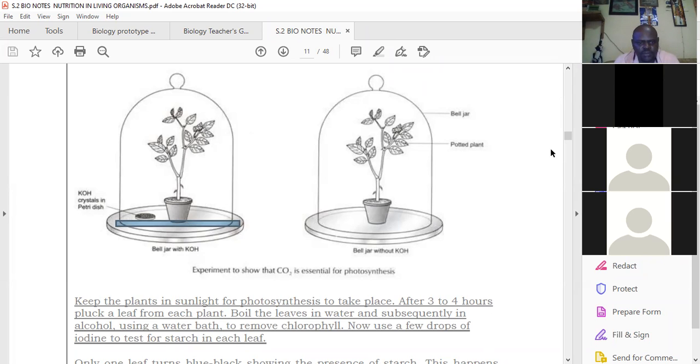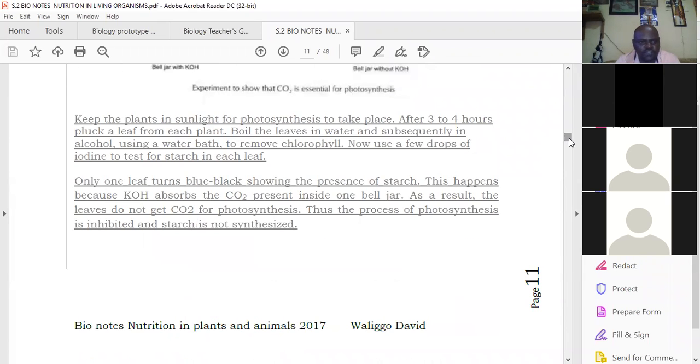The reason why you boil in alcohol is to remove chlorophyll. Then later we add iodine to the leaf in question, and then we take our observation. Now, the result for this experiment shows us that only one leaf turns blue-black, and this shows the presence of starch. When you see blue-black, it means starch is present, and this happens because potassium hydroxide absorbs the carbon dioxide present in one of the bell jars.